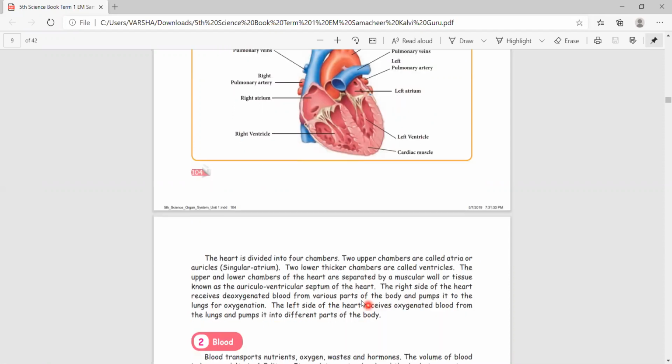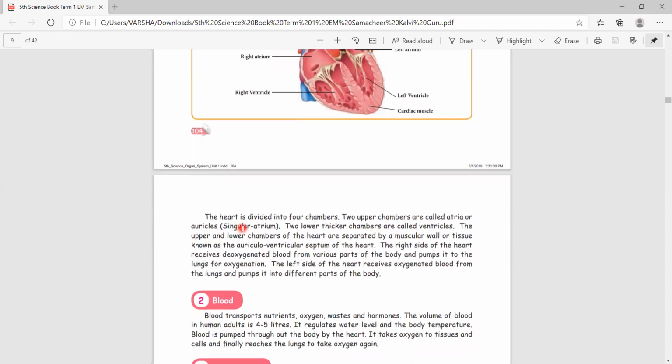And the heart is divided into four chambers. The upper chambers are called atria, with a single one called an atrium, and the lower chambers are called ventricles.